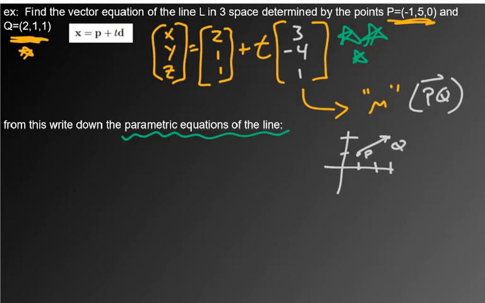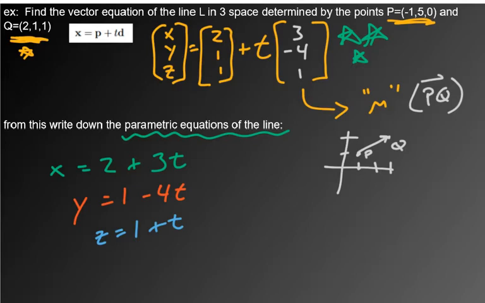So you can easily get parametric equations for a line if you have the vector form like this. If you just read off every row, the first row says x equals 2 plus 3 times t. Second row would be y equals 1 minus 4t. And the third row would be z equals 1 plus t.